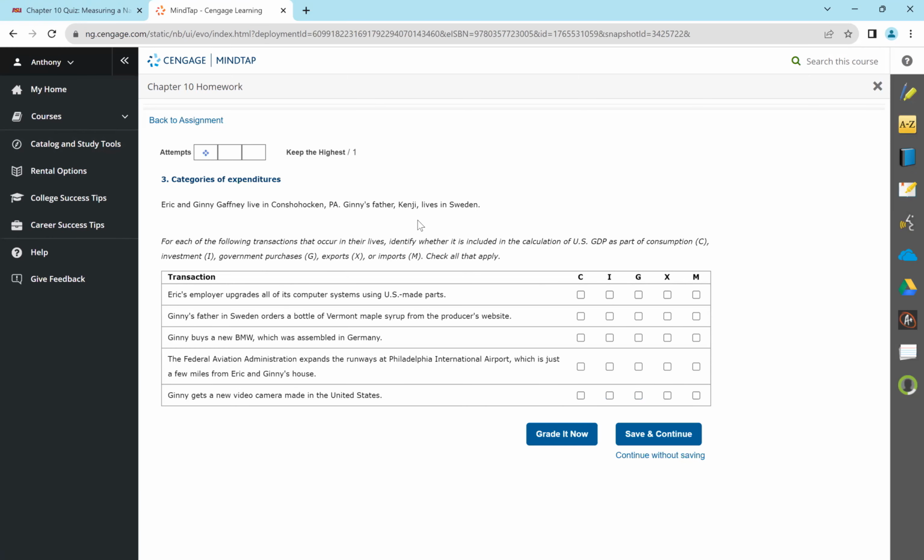All right. So for each of the following, determine whether it is part of consumption, investment, government purchases, exports, or imports. Check all that apply. Some of them are easy because it's clear, like when you buy a BMW from Germany, that's an import. You're buying it to come into the United States. But some of them aren't as obvious. Like there's probably one that's an export.